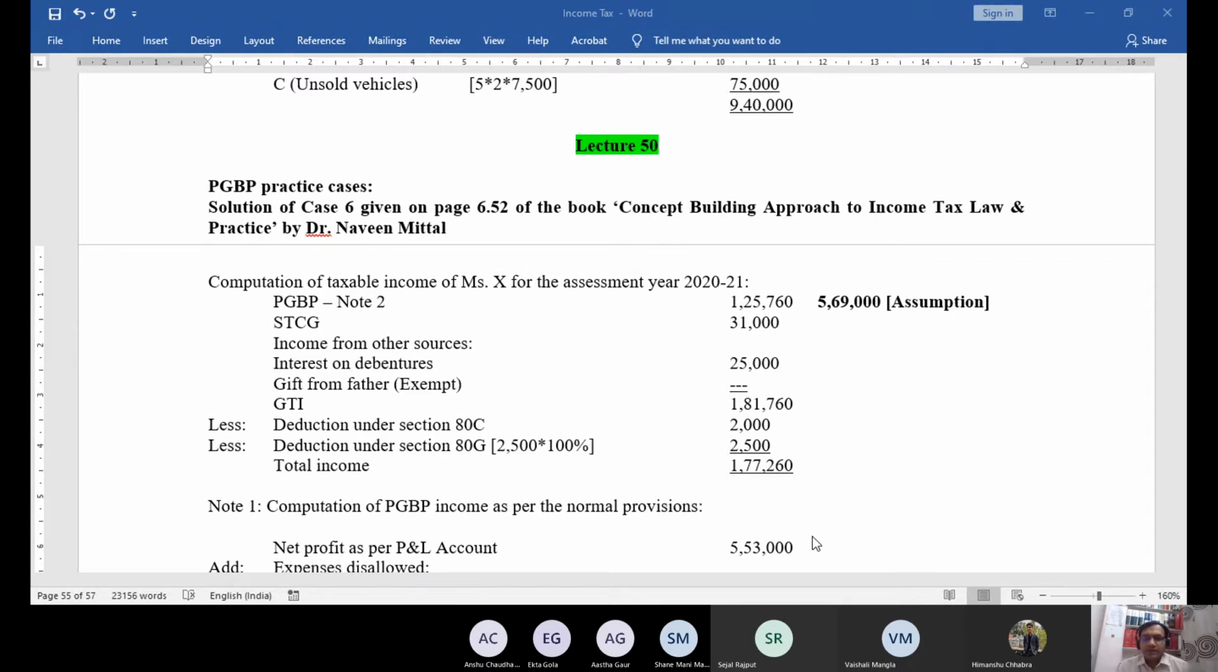Is this clear to everyone? The option which I have discussed, that I can choose 44 AD or I can choose normal provision. Just because the income is less under 44 AD, it's not necessary that I have to choose it. It is my choice. Is it clear? Shall I proceed now?